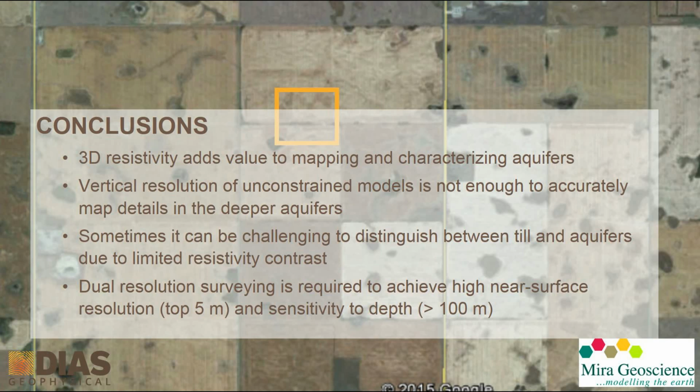So we found that the 3D resistivity is adding value to the mapping and characterizing of aquifers in this area. The vertical resolution is not enough to accurately map the details in the deeper aquifers, but it's doing a good job in generally mapping those aquifers. In some cases, it's difficult to distinguish between till and aquifers because of the lack of conductivity contrast. And the dual resolution surveying is a requirement for this style of application. That's it. Thank you.